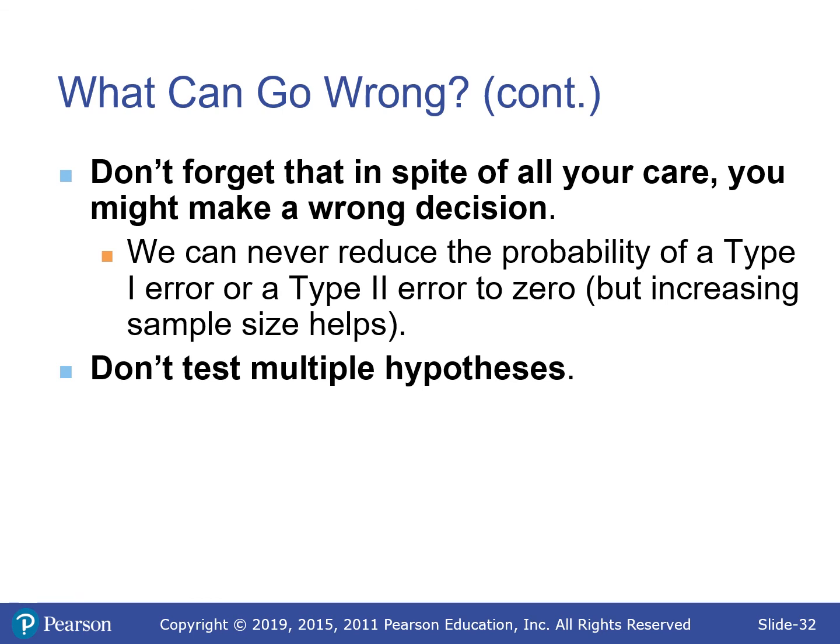You can still make a wrong decision. That's why we have these errors. We like to get those closer to zero, but they're always going to be there. And as one goes down, the other one goes up.